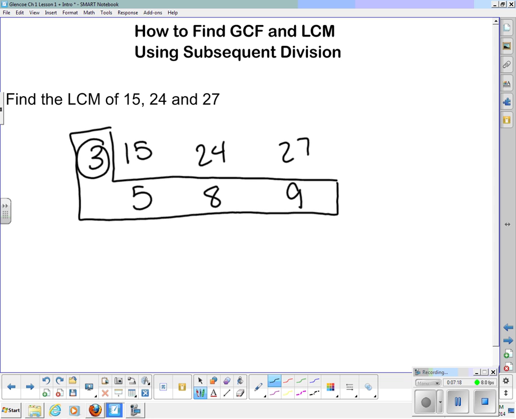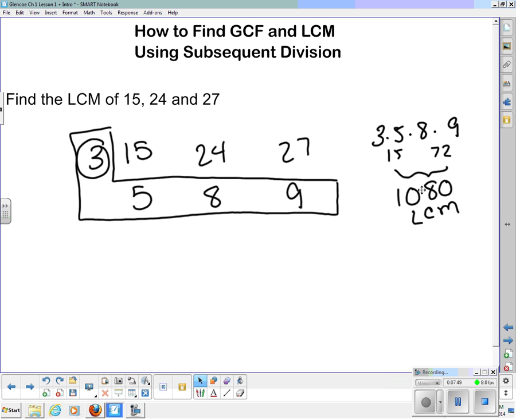We need a calculator if you have it. If not, who has a fast one? 3 times 5 times 8 times 9, or 15 times 72. Wow. Here's an example of 3 numbers that I would not want to write a list for. 15 times 72. 1,080. That is the LCM, least common multiple. That's a big one.